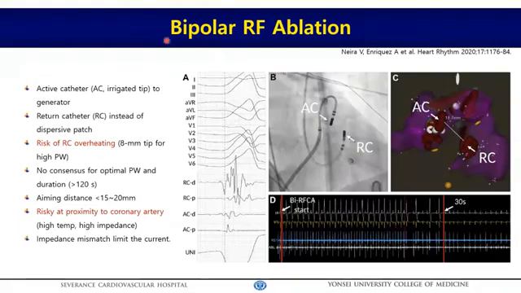In contrast, bipolar RF ablation utilizes just 1 generator. You connect the active catheter to the generator and the return catheter to the dispersive patch. Because of the risk of return catheter overheating, sometimes an 8 mm large tip return catheter is recommended. However, a large tip return catheter inside the coronary vein has a risk of vascular damage. Therefore, the best way might be using 2 irrigation tip catheters. The 2 ablation catheters should be within 15 millimeter, and there is no consensus for optimal power and duration. And you have to be very careful if the target site is close to the coronary artery.